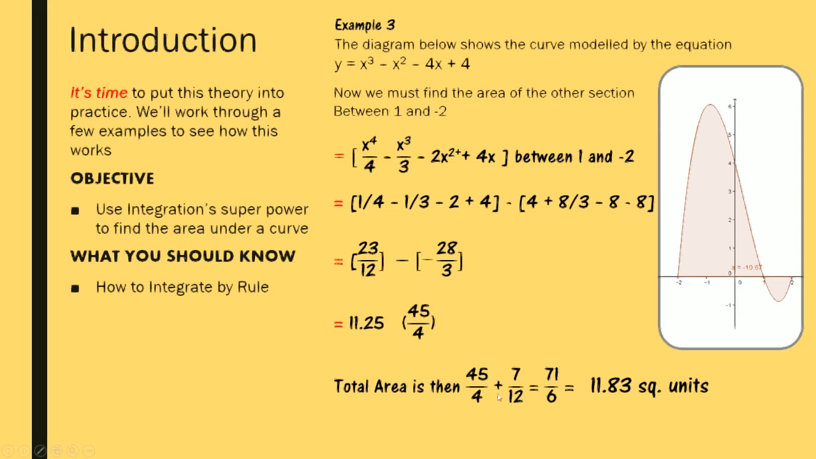The total area is then 45 over 4 plus the 7 over 12 from the wee small section over here. We add those together, we get 71 over 6 as a fraction, or 11.833333 square units. And that is our third example, so one with positive and negative area.